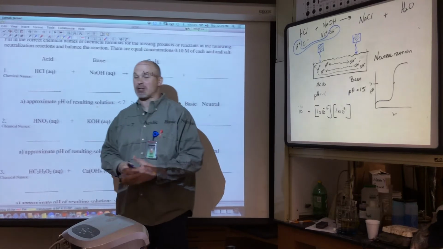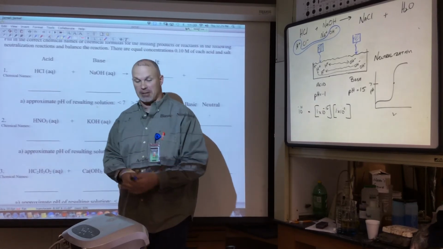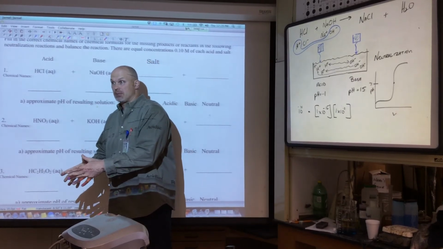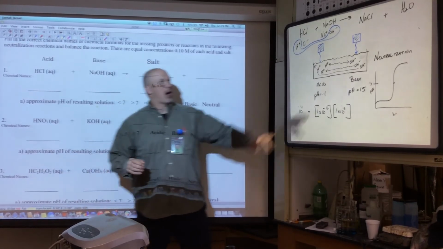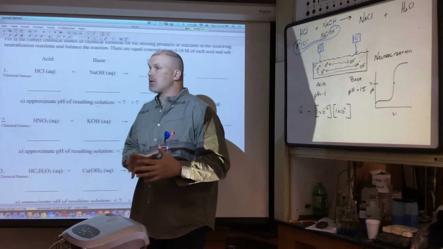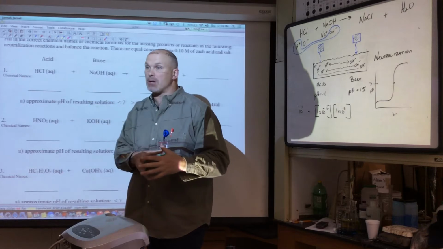Now, when I did this demonstration, I knew that I was drinking something that could be potentially dangerous. So I always had some vinegar, which is a weak acid, and I would drink that if I thought I had too much hydroxide to neutralize. And I also had some baking soda solution. As we just talked about, baking soda is basic.